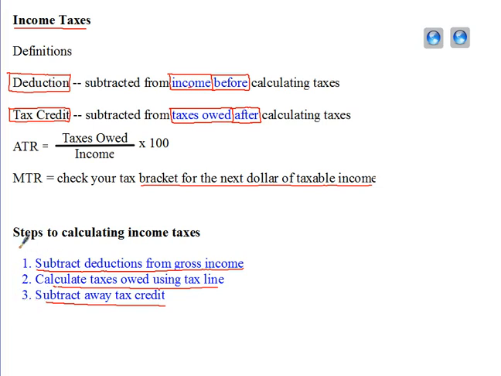And I'll do a couple examples on some future videos. Okay, so this has been Mr. Hagan with a quick introduction to income taxes. We'll do some examples on some future videos.